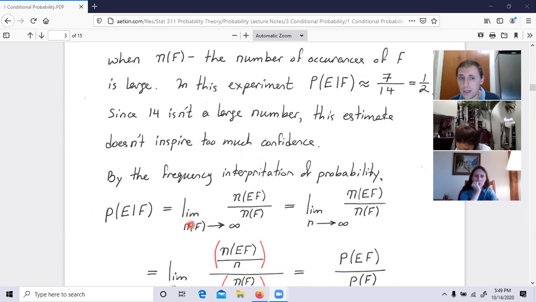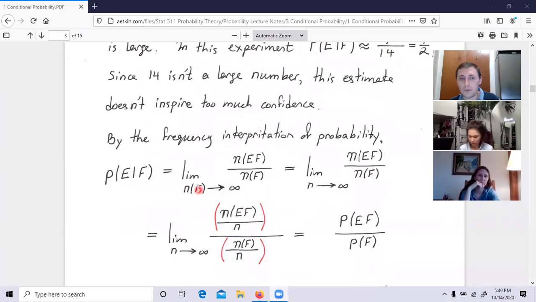So I push a limit as n of F goes to infinity. That's just the definition of probability, where this is how many instances of F have occurred. Yes, the frequentist definition, where that's my new sample space. Then I switch from this limit to the limit as n goes to infinity. The reason I switch is because I presume in most circumstances that the outcome F does not have a zero chance of happening, right?